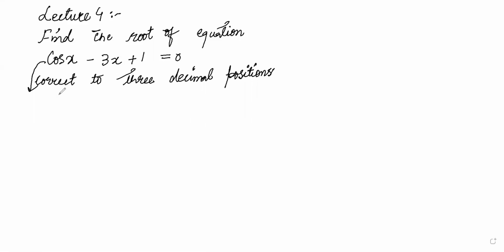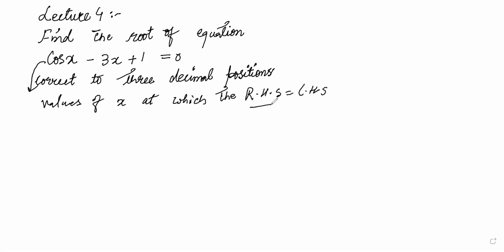That is, we have to find the values of x at which the given equation holds, that is, at which the entire left hand side of the equation becomes equal to the right hand side, that is, equal to 0. So how do we proceed? The solution is, we have to solve this using the false position method.